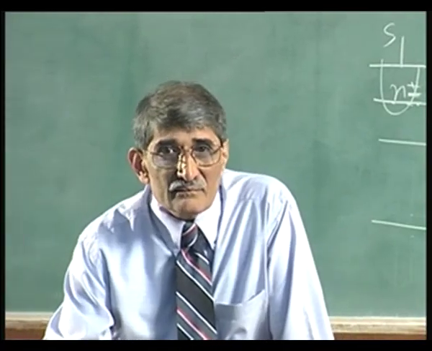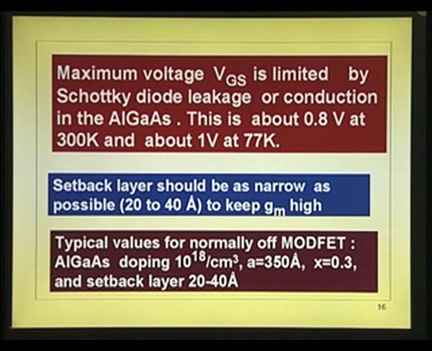Setback layer 20 angstroms to keep the gm, that is an undoped spacer layer. Spacer layer is also called a setback layer, that is about that. Typical values normally of HEMTs are 10 to the 18 per centimeter cubed for the AlGaAs layer doping, thickness about 350 angstroms, okay, and that X mole fraction of aluminum is 0.3, and setback layer is 20 to 40 angstroms.